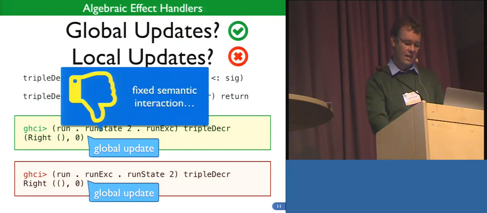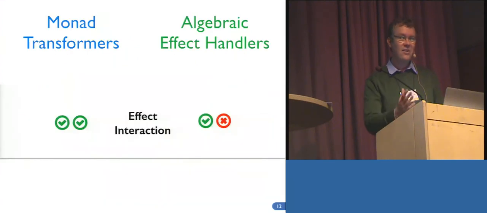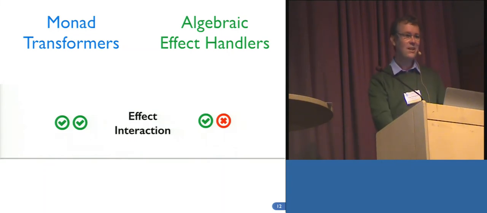We get the fixed semantic interaction, and it turns out that in this case our algebraic effect handlers are not as good. And it's a real pity. They're not as flexible as monad transformers, so maybe we should forget about them altogether. I don't think that's a good idea, so let's just set out and fix the problem and make this example work as well, and make algebraic effect handlers as flexible on this account as monad transformers.